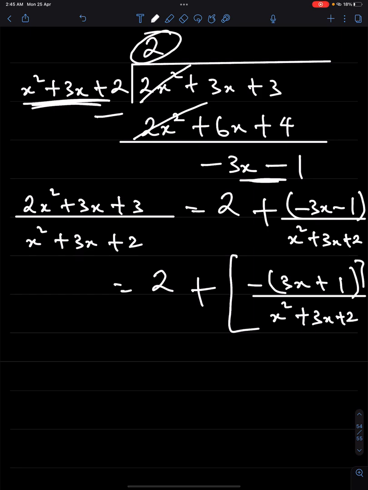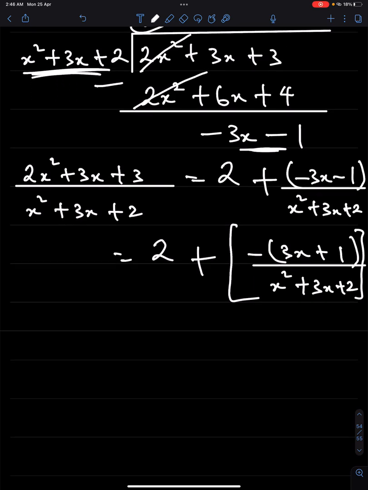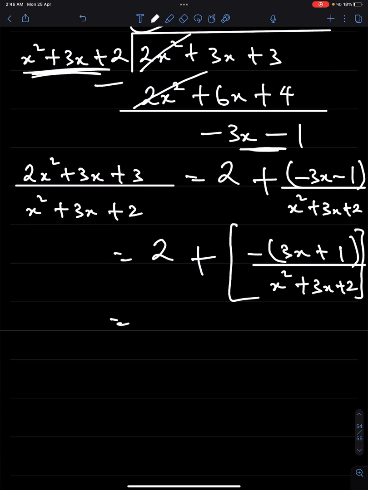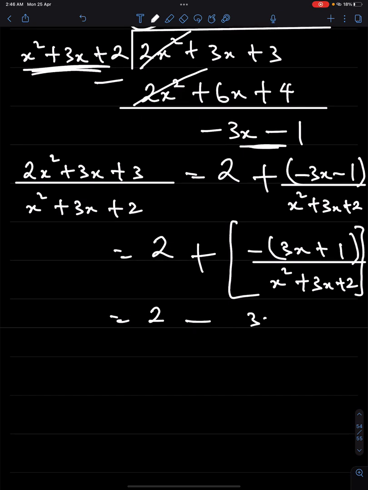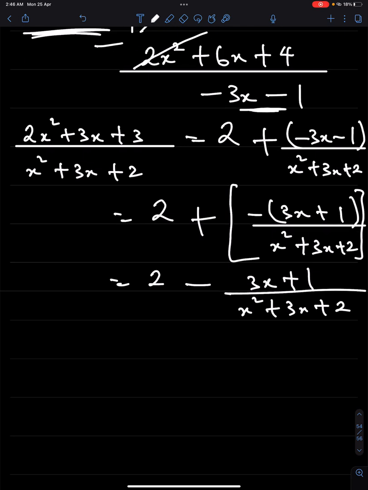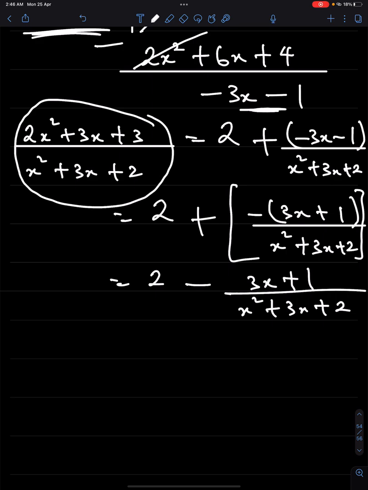I hope that's clear. So now, if I open the brackets, it's going to become 2 minus, plus times minus is minus. So that's 2 minus 3x plus 1 over x squared plus 3x plus 2. That's it. Now I've reduced this improper fraction, the compound fraction, which is an improper fraction, into a proper fraction.